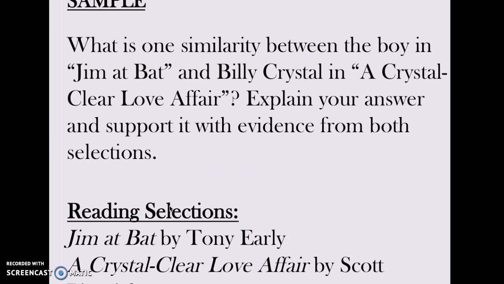So I'm just going to give you a real quick sample. This looks like it got cut off just a little bit. This is from some passages I don't believe we read this year. You might have read them last year. But basically, the question is, what is one similarity between the boy in Jim at Bat and Billy Crystal in A Crystal Clear Love Affair? Explain your answer and support it with evidence from both selections.